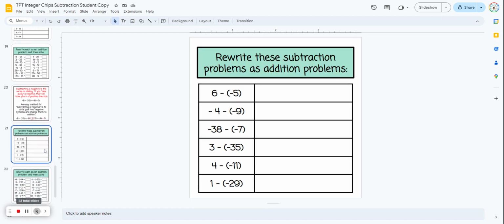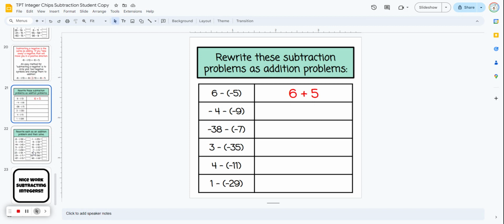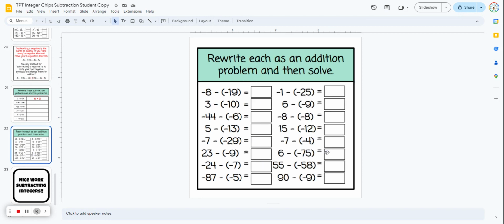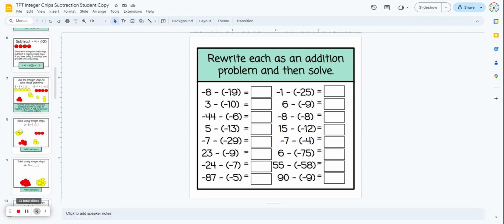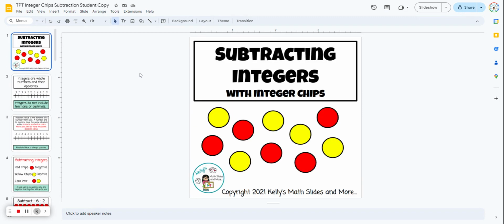So on slide 21, they're just going to rewrite these problems as addition problems. So this one would just be 6 plus 5. So we could circle those two negatives and just change it to a plus sign. And then on the final slide, they're going to be doing all of these problems on their own and typing in the answer. So that is a digital lesson of subtracting integers with integer chips.